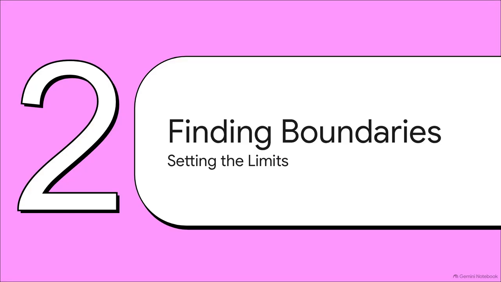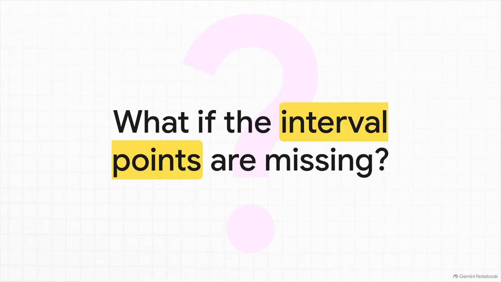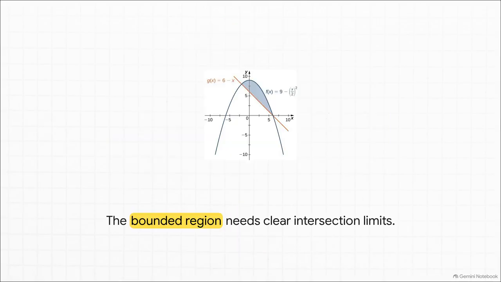Moving right along to section 2, finding your boundaries, setting the limits. So here's the thing. What happens when the problem doesn't give us the starting and ending interval points? The training wheels come off. How do we integrate if we don't actually know where our compound shape begins and ends? Take a look at the region bounded by f of x equals 9 minus (x over 2) squared and g of x equals 6 minus x.